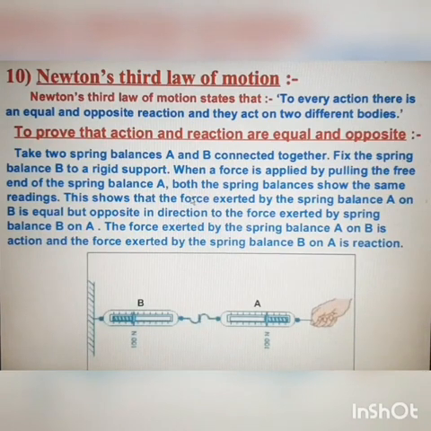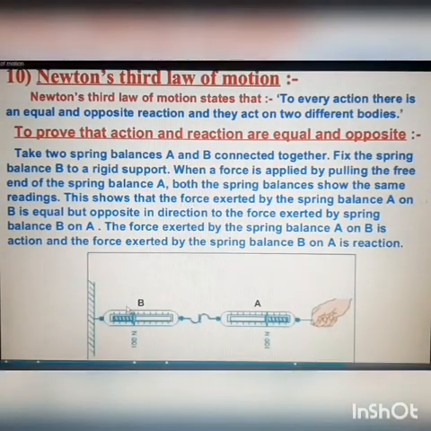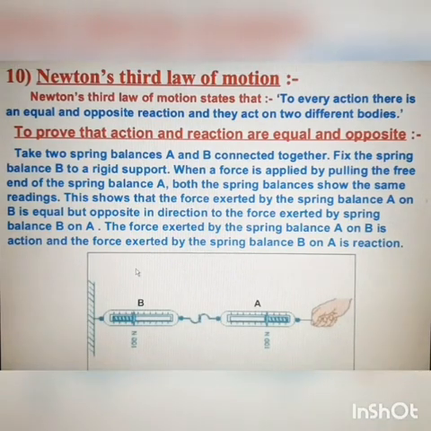This shows that the force exerted by spring balance A on B is equal but in opposite direction to the force exerted by spring balance B on A. The force exerted by spring balance A on B is action, and the force exerted by spring balance B on A is reaction. Let us see a few more examples.